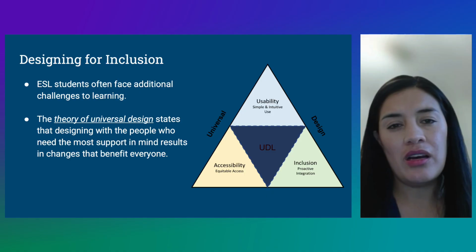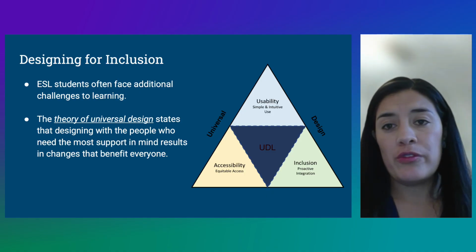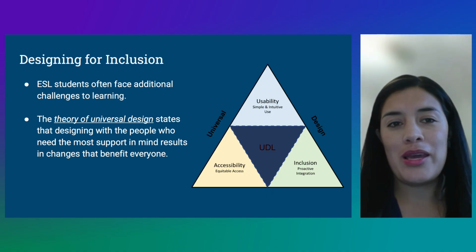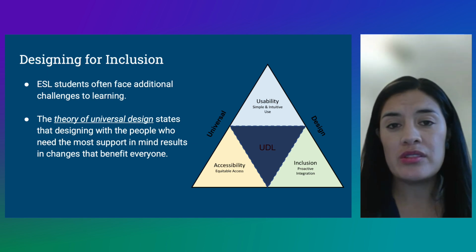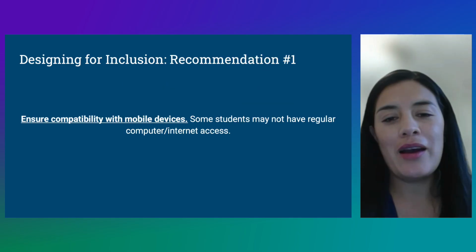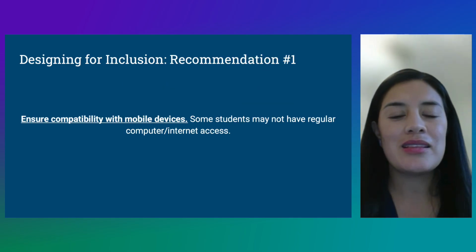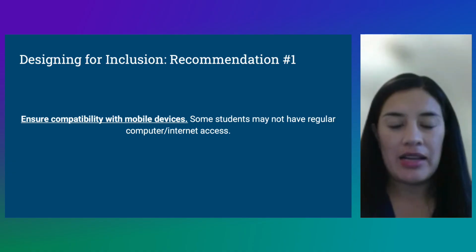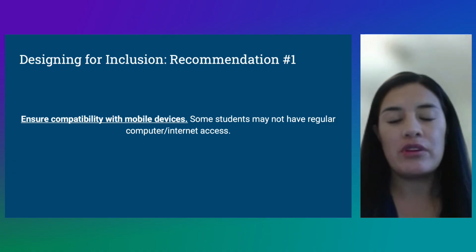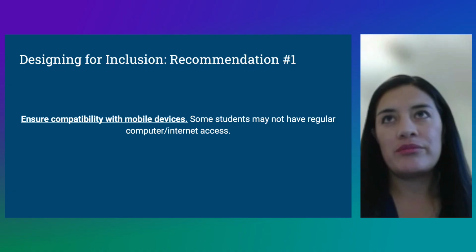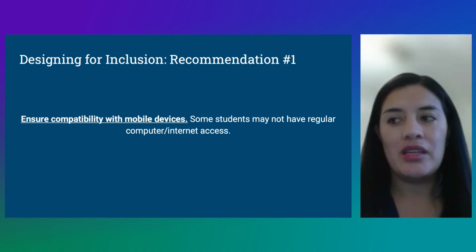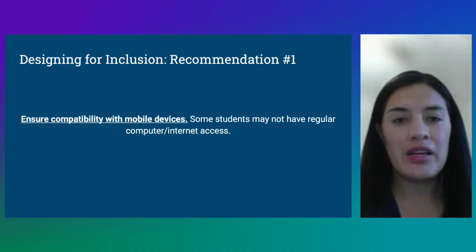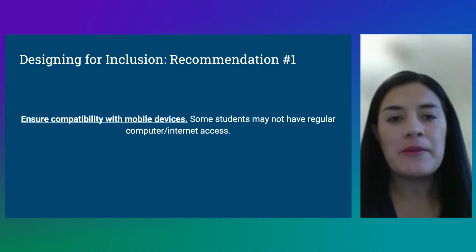This image is a good example of universal design. When we design learning spaces for students who need more support, everyone benefits. We have one recommendation. Not all students have access to a cell phone, a computer, or regular internet. Some students share devices with their families. Because of this, we should always provide alternatives.